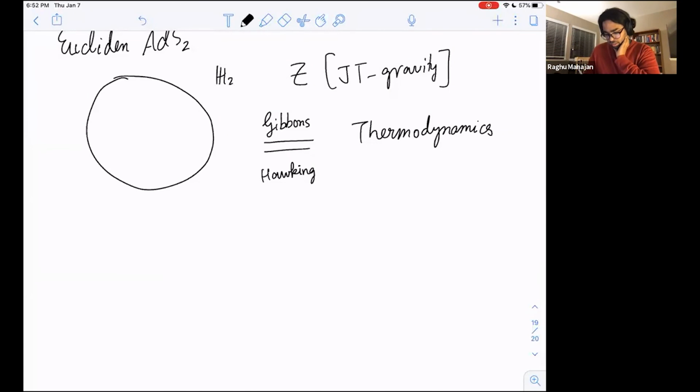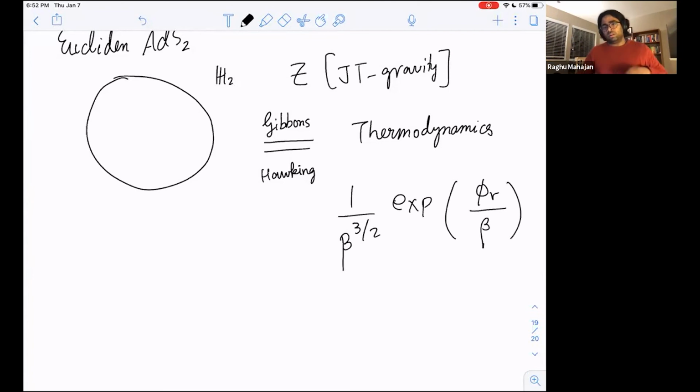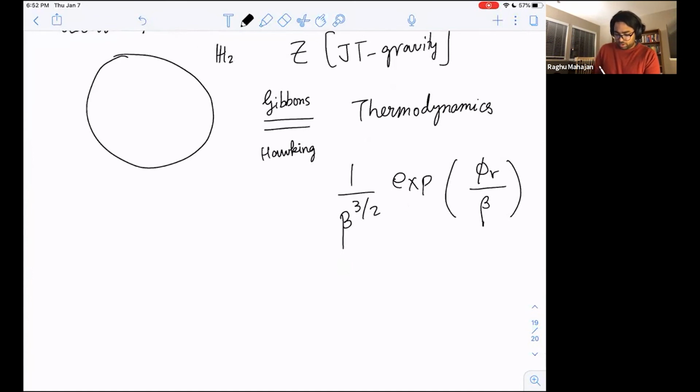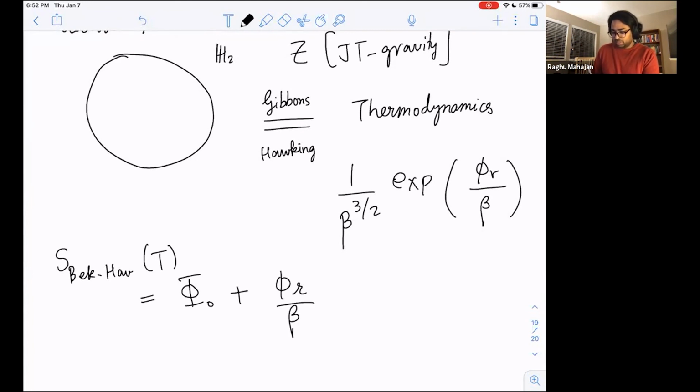So basically, if beta is the length of the thermal circle, this is like 1 over beta to the 3/2 times the exponential of this phi r that I wrote over beta, something like that. And from this you can derive, for example, the Bekenstein-Hawking entropy at temperature T, which is like this phi naught that I wrote before, plus this phi r over beta, something like that, times 2 pi. So the partition function encodes this kind of stuff. And the partition function on some more complicated hyperbolic manifold, like something with a genus, contributes some non-perturbative corrections to this stuff.